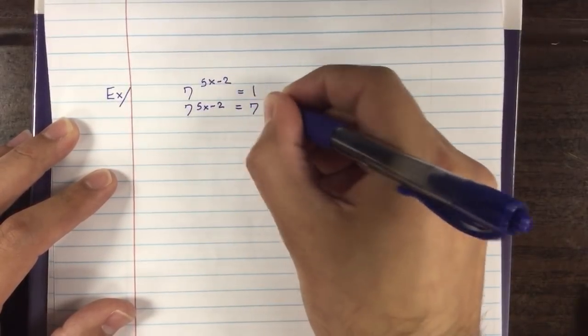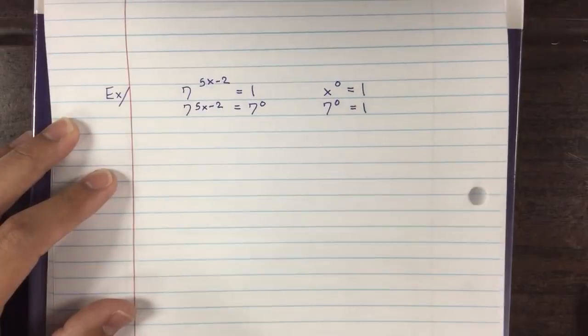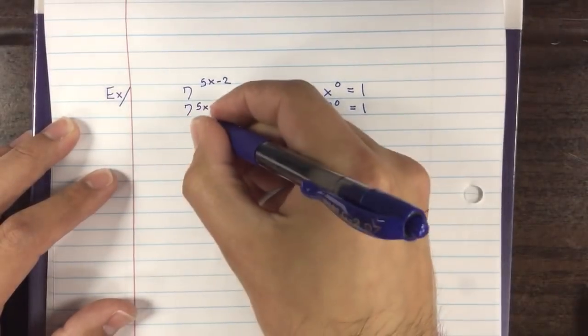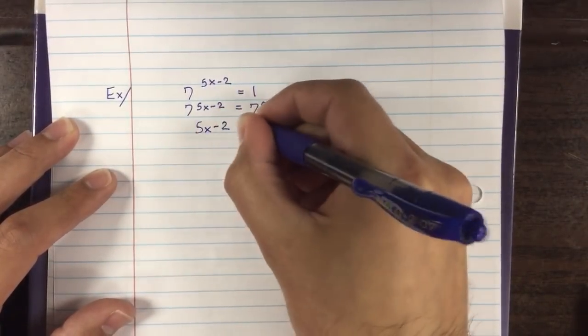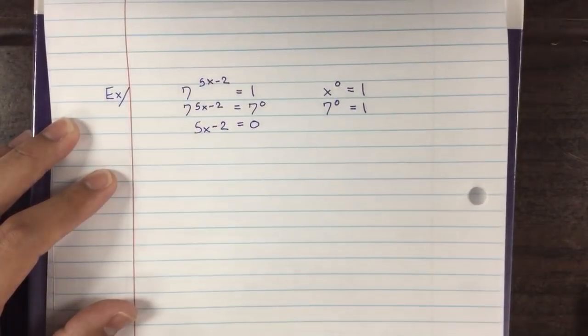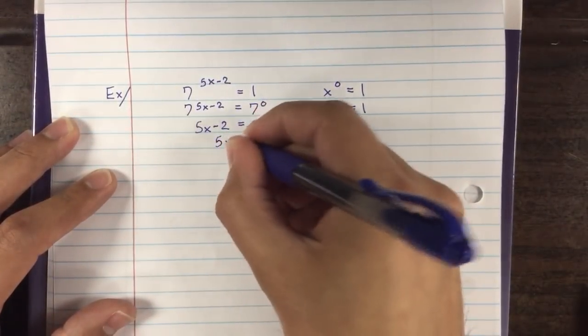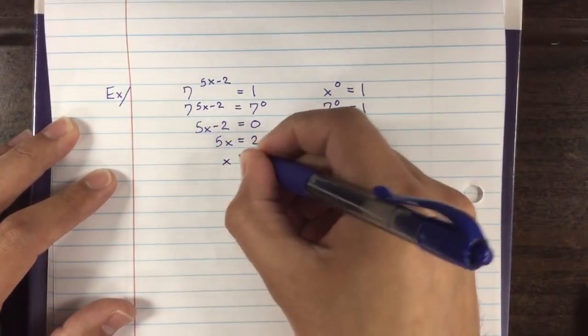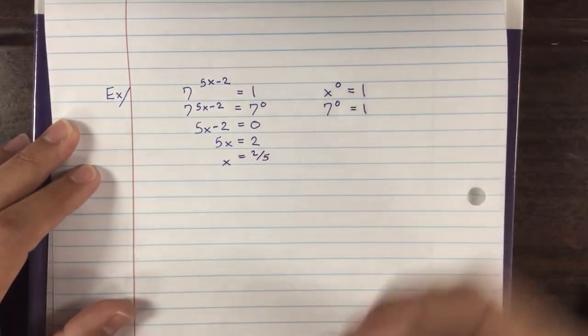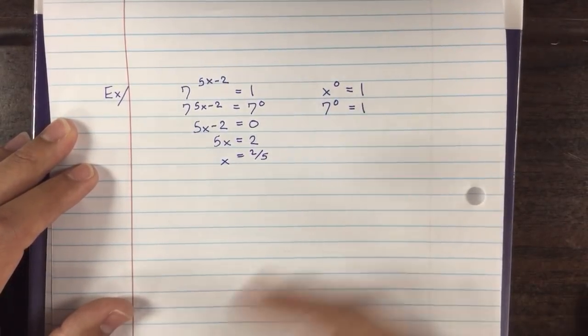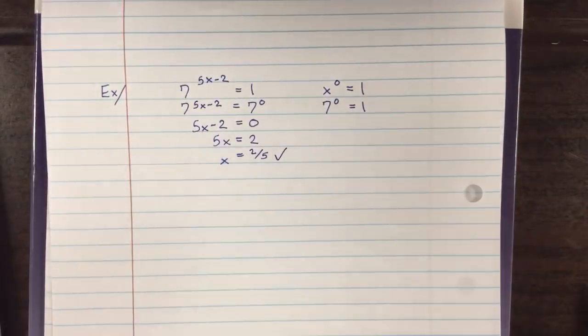So this is going to be 7 to the 0 power. Bases are the same, so just drop your power down. Drop your power. And go ahead and solve. So 5x equals 2, x equals 2 over 5. You could go ahead and plug it into your calculator, check true or false. It should come out as true.